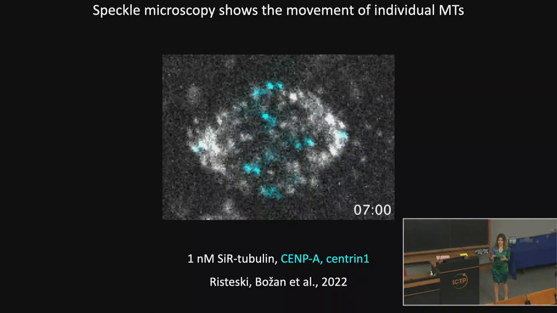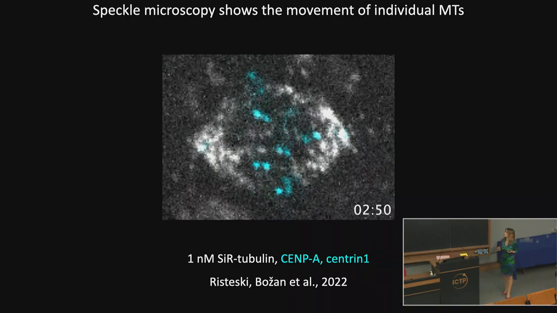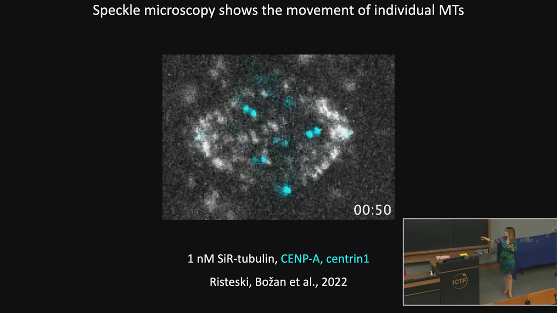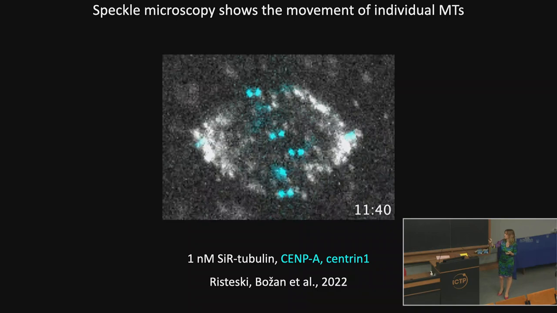And now comes the key experiment. Is the longer kinetochore fiber fluxing faster than the short one? To answer this question, we have to develop a completely new method to see individual microtubules. And we did this by developing this speckle microscopy in which each white spot is a spot on a single microtubule in the spindle. And by measuring the movement of these spots, we measure what individual microtubules are doing.